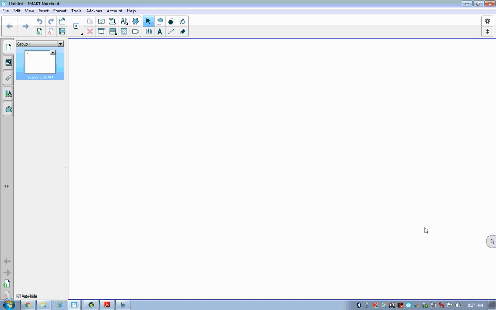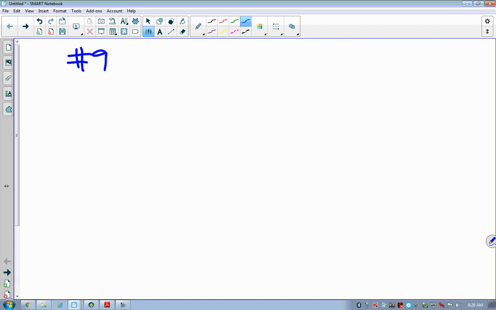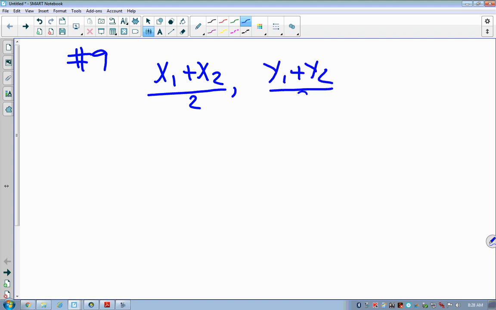The next question up was, I think, number 9. Determine the midpoint C of the line segment AB connecting A, which is (-1.8, 2.5), and B, (-8.6, 5.1). So we're going to need to know our midpoint formula. Our midpoint formula is (x1 plus x2) divided by 2, (y1 plus y2) divided by 2. Okay, so midpoint formula given two sets of coordinates, right?